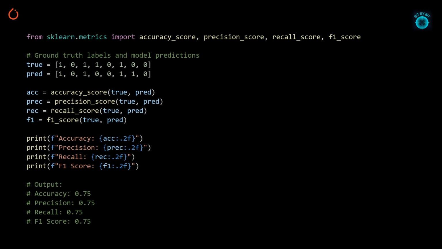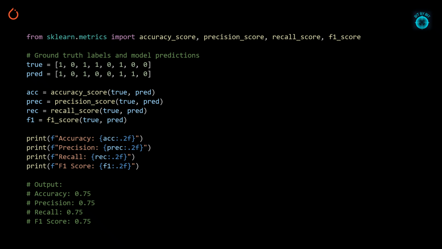Here's a simple code example using scikit-learn to calculate accuracy, precision, recall, and F1 score. We first import the required functions from sklearn.metrics. We define two lists, one for the true labels and one for the model's predicted labels. We pass these lists to each scoring function. Then we print the results, rounding to 2 decimal places.